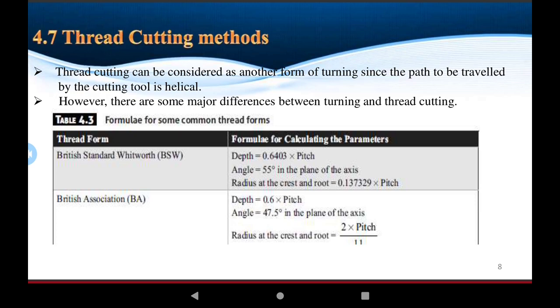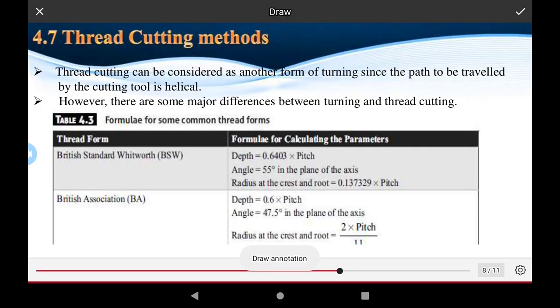is also okay. Consider the standard value for calculating the depth parameter, equal to 0.66403 into pitch square. This is the standard value. The thread angle is equal to 55 degrees in the plane of the axis. And the radius of the thread roots has a standard value of 0.137329 into pitch square. Find out the radius of the threads.